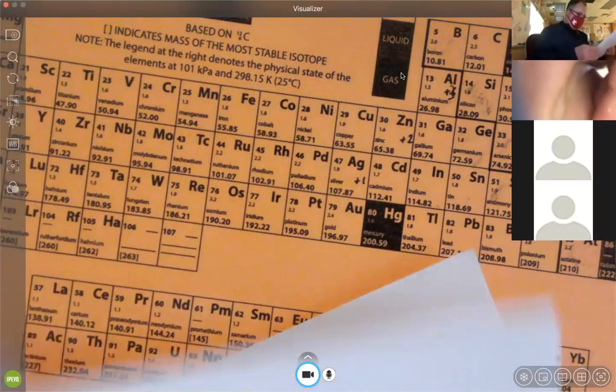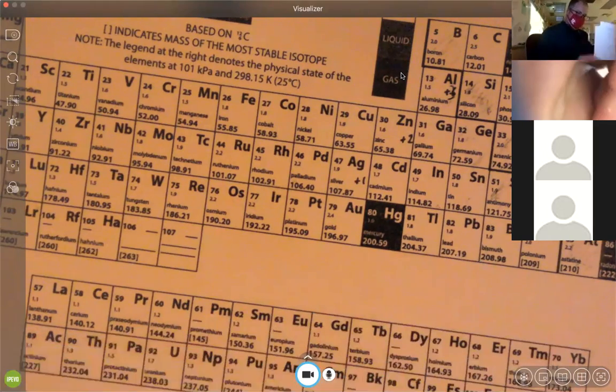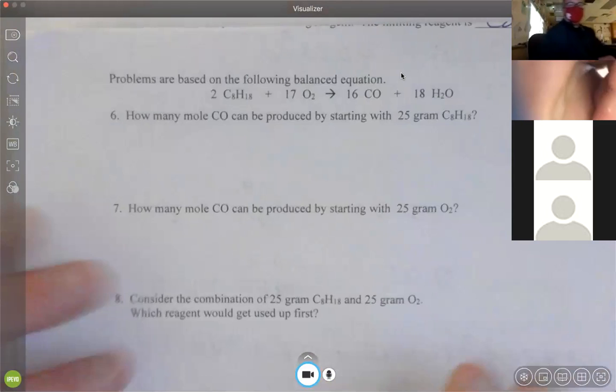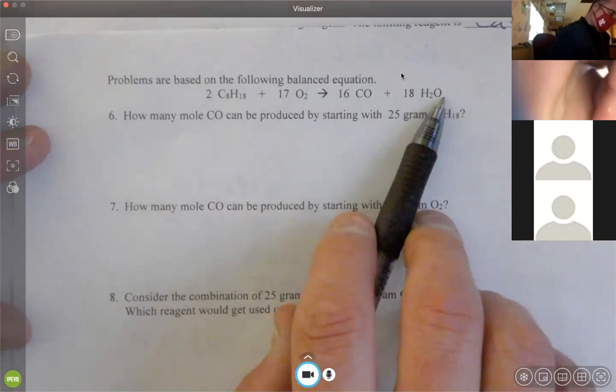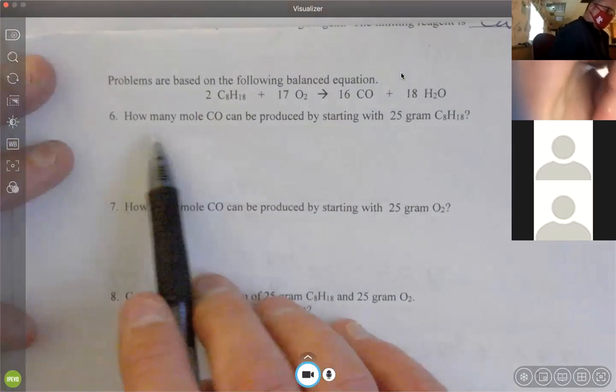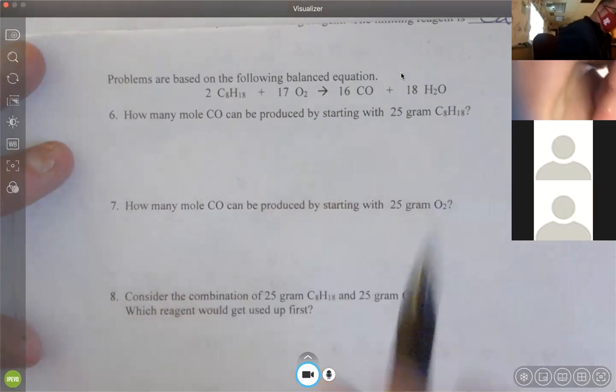This one is on page 7. So we have a new equation. This is the combustion of octane. So it says how many moles of CO can be produced by starting with 25 grams.